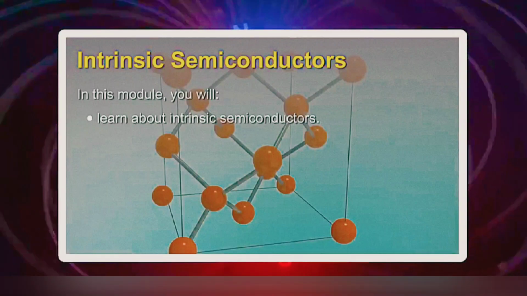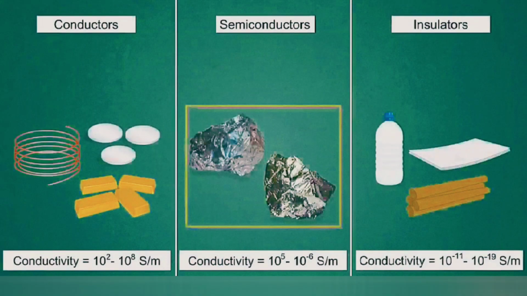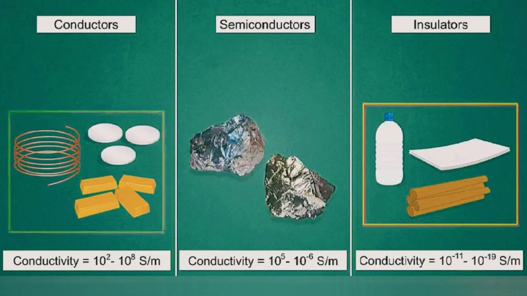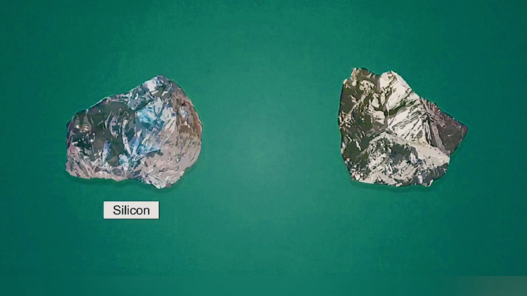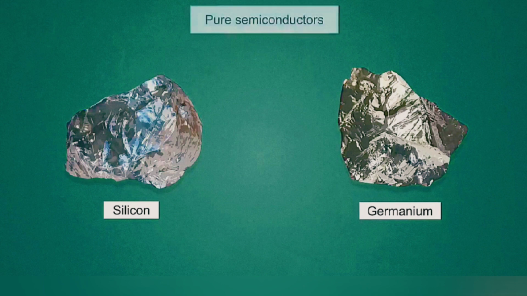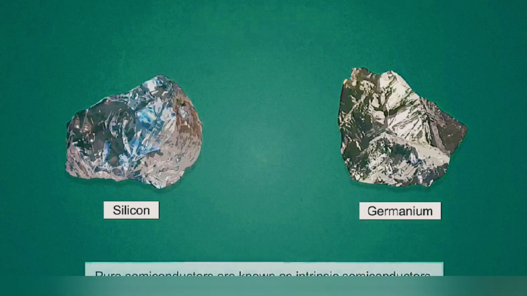Intrinsic semiconductors. Semiconductors, as we know, are the materials with conductivities lying between conductors and insulators. Silicon or germanium, most commonly used as semiconductors, occur naturally and are the pure semiconductors. These pure semiconductors are known as intrinsic semiconductors.